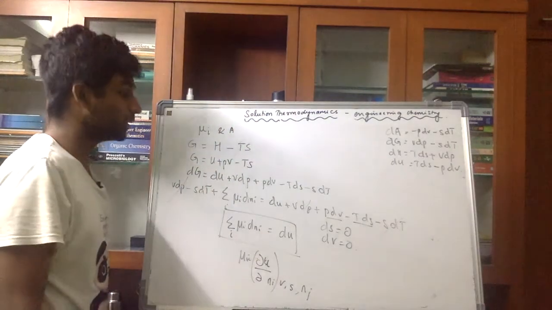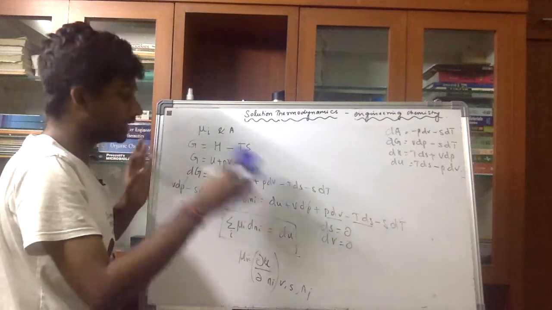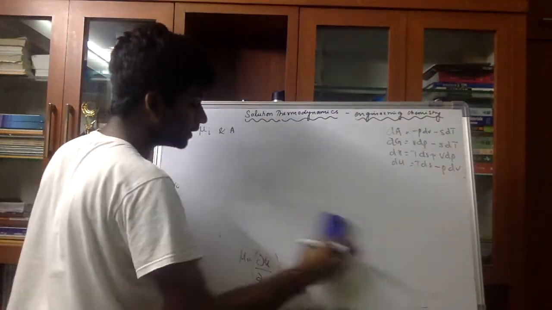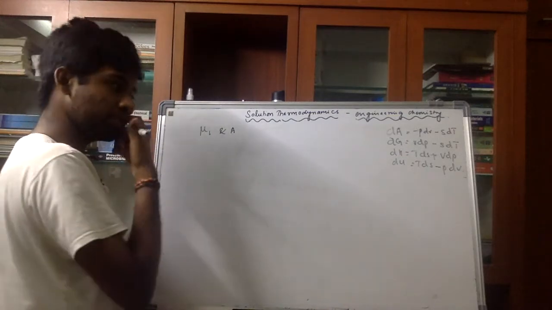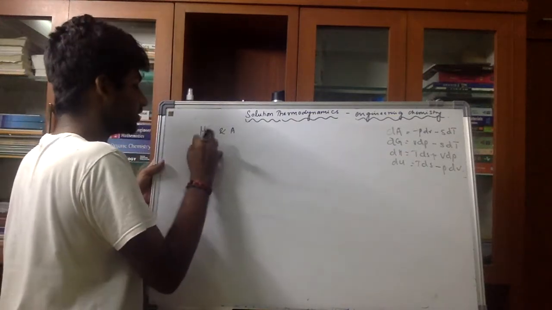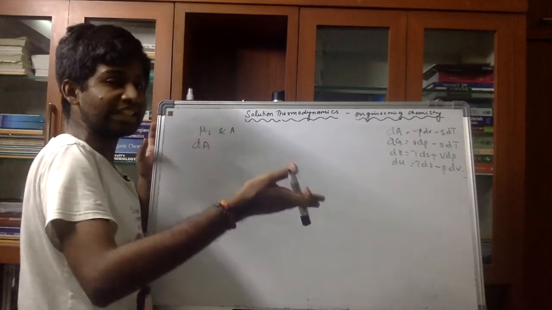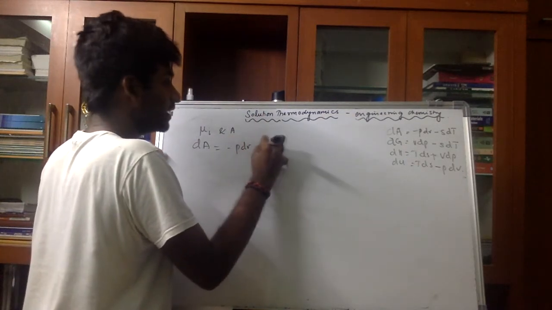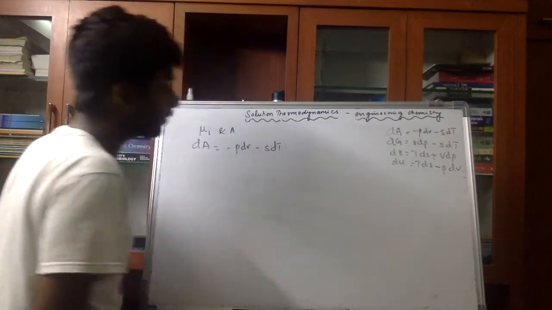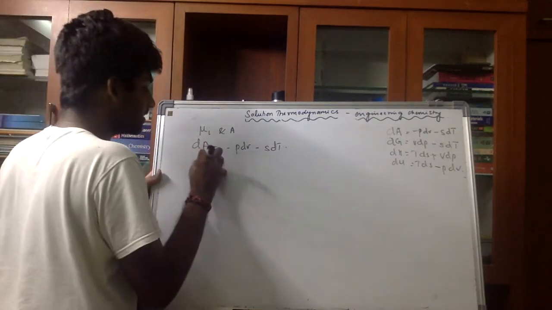Okay, so now next you are going to find the relation between mu I and A, which is the Helmholtz potential. I hope I made this point clear. So now if we go to the next one, which is mu I and A, again you're supposed to do it the same way. First is your dA. I've already derived what dA is. It is minus PdV minus SdT.